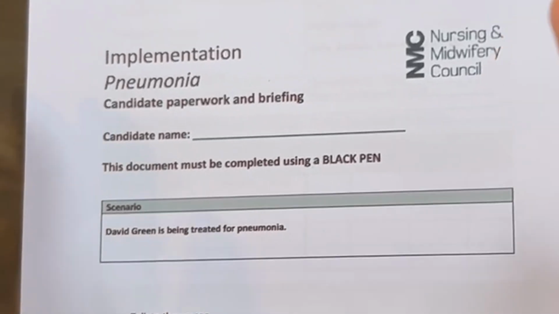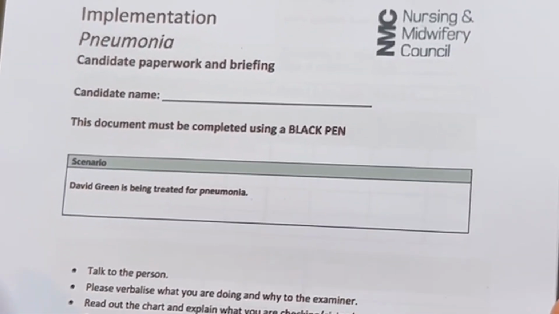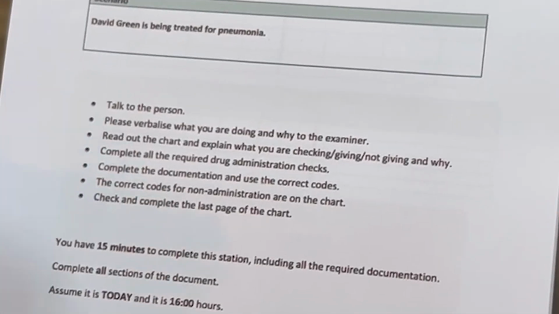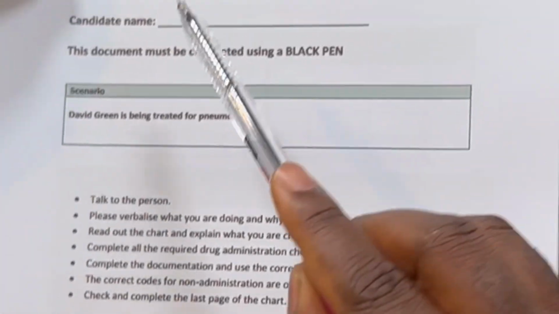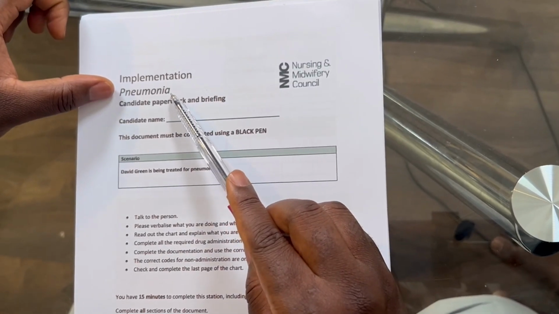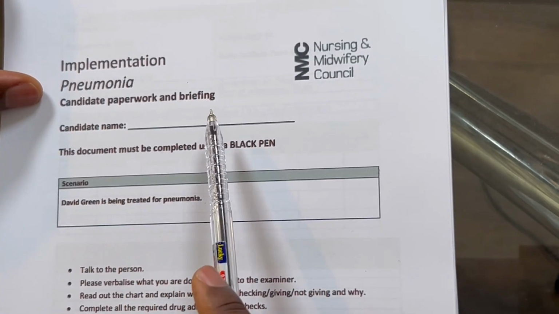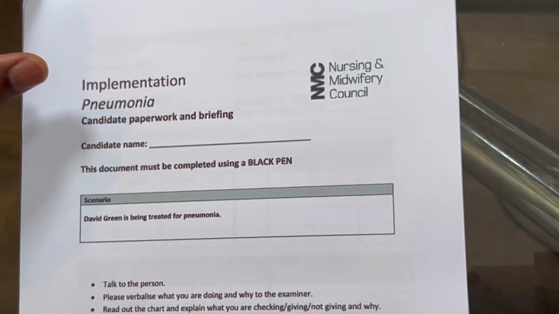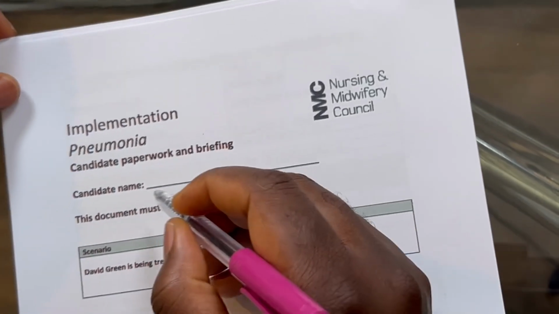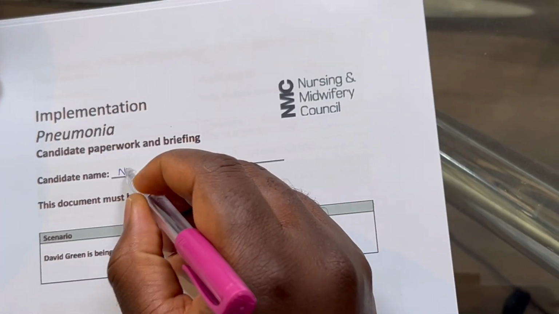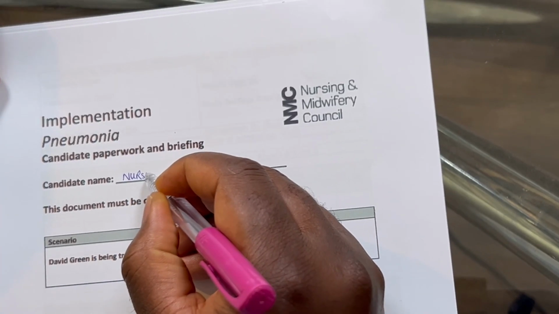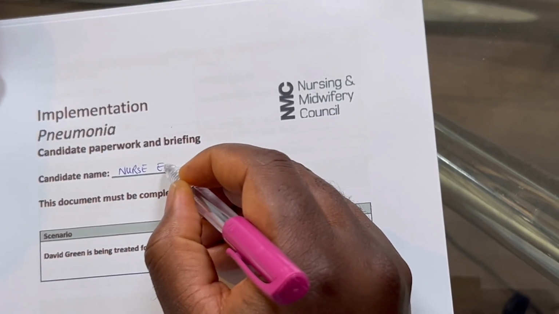So we'll be looking at the implementation chart. The scenario will be written down on it, and this is where you're meant to write your name. You can do this at any point of the exam. So let me just write my name, Nurse Emmanuel.